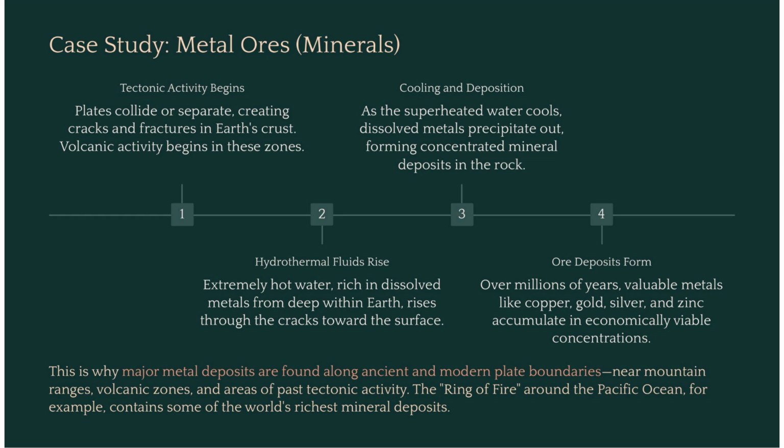Metal ores, like the copper used in your phone circuits, tell a different geologic story. They are often linked to volcanic activity and plate collisions. When plates move, magma and superhot water, which is full of dissolved minerals, rise up through the crust. As this water cools, the metals solidify and get trapped in cracks, creating concentrated, valuable deposits. That's why many metal mines are found near areas with a history of volcanic or tectonic action.